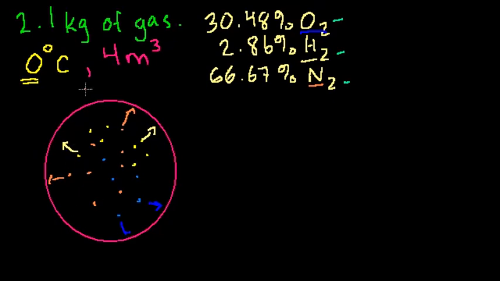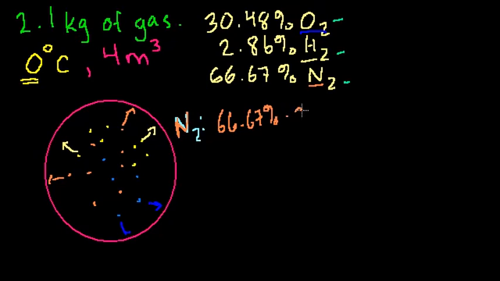So the first thing to figure out the total pressure is we have to figure out the total moles of molecules we have. And the easiest way I can figure out the total number of moles is figuring out the moles of each of these molecules. So if we have 2.1 kilograms of gas, if we want to know moles of nitrogen, let me do it in the nitrogen color. Moles of nitrogen. We know that 66.67% of this, well, we could say 2.1 kilograms or 2,100 grams, is nitrogen.